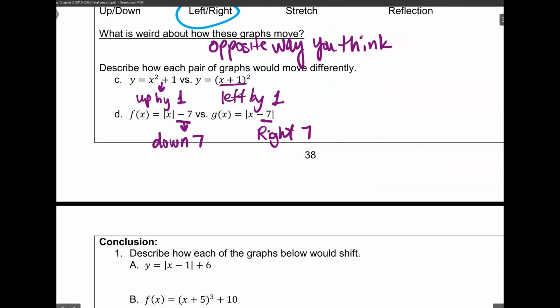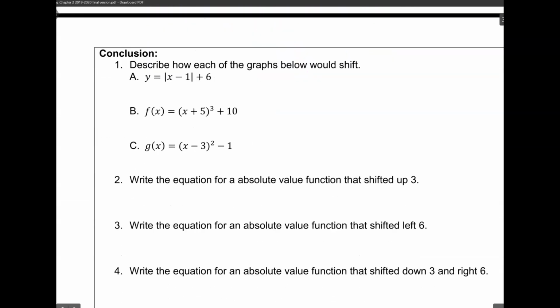Which are the ones that look like a squiggly line, where it's left, right, then upward? Oh, I know. That we did. The cube, to the third power.